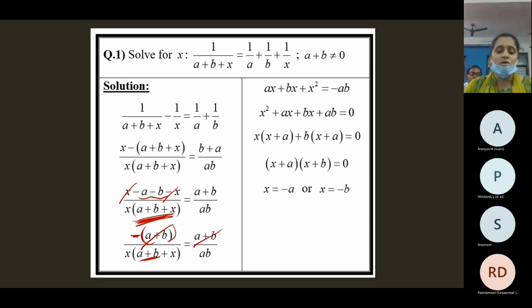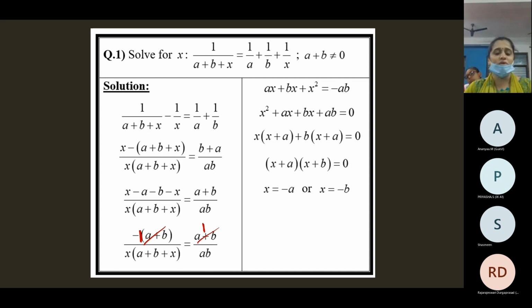Now if you ask me how, if you bring this A plus B to the other side, if you transpose, it will come for division, down here as A plus B. So A plus B and A plus B will get cancelled. Instead of transposing and then cancelling, you can cancel it as it is like this. So then you have -1. Then cross multiply. That's all you can do.